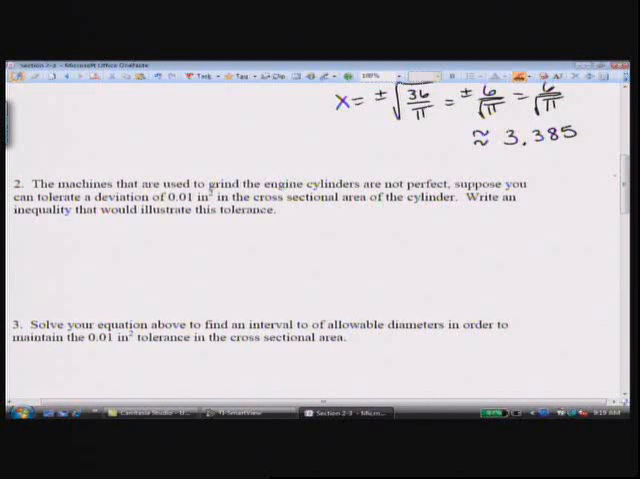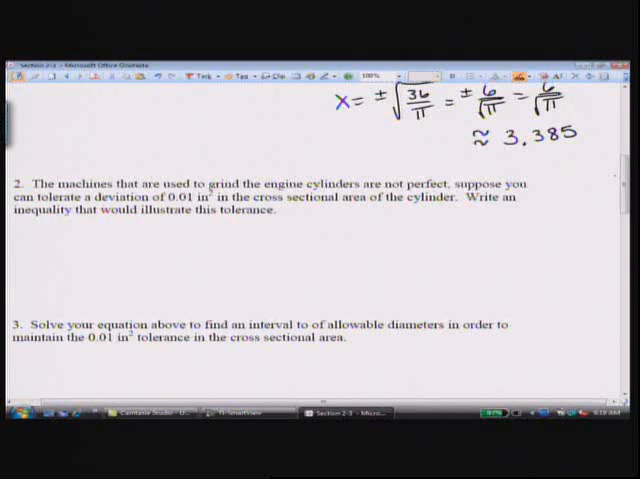Okay, so the machines that are used to grind the engine cylinders are not perfect. Suppose you can tolerate a deviation of 0.01 square inches in the cross-sectional area of the cylinder. Write an inequality that would illustrate this tolerance. So what do you think that means?